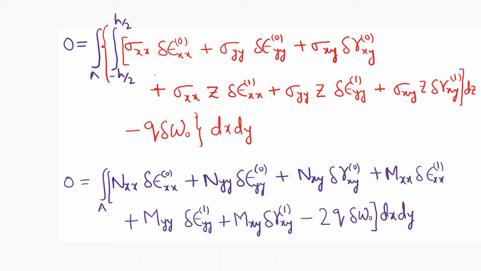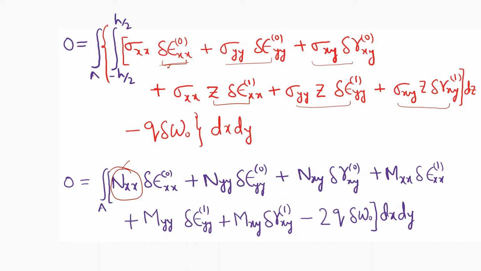So it would be like this: sigma xx delta epsilon naught xx, sigma yy delta epsilon naught yy plus sigma xy into delta gamma naught xy plus sigma xx z times delta epsilon xx 1 plus sigma yy z times delta epsilon yy 1 plus sigma xy z times delta gamma xy 1, integral dz, minus q into delta w naught dx dy. Now we can see that delta epsilon naught xx is independent of the z function, so we can take it outside, then from minus h by 2 to plus h by 2 with respect to dz, the sigma xx would get integrated. So this value would become Nxx.